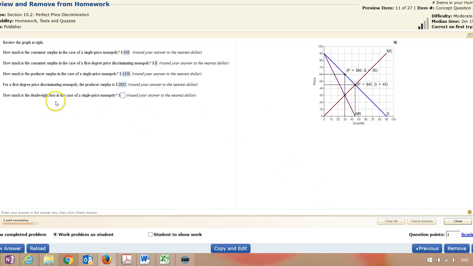How much is the deadweight loss in the case of a single price monopoly? We just calculated that to be 225. And finally, how much is the deadweight loss in the case of a first degree price discriminating monopoly? In this case, because the producer captures all the surplus, there's no deadweight loss. From the society's point of view, there's no deadweight loss because each of the consumers who is willing to pay a price higher than the marginal cost can get the product from the producer, even though the producer captures all the surplus. So again, the deadweight loss is 0. Excellent.